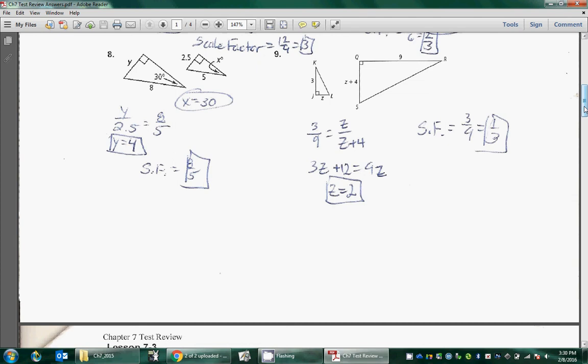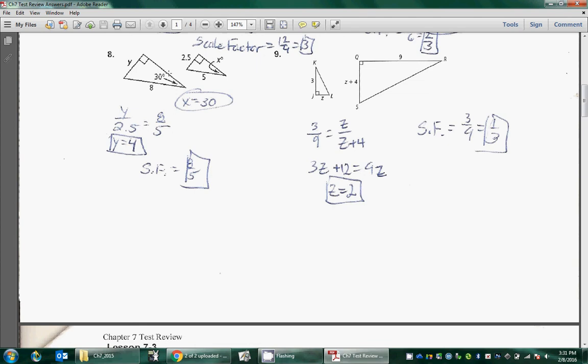For number 8 here, x is an angle, so that means it's set equal to something. It's no proportion. So x is just equal to that other angle of 30. Because remember, the angles are equal in similar polygons.